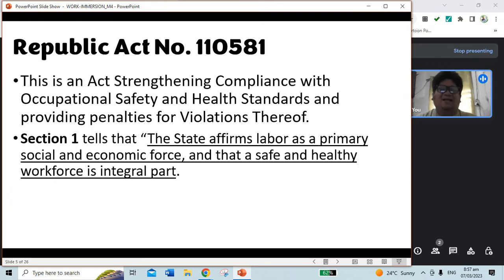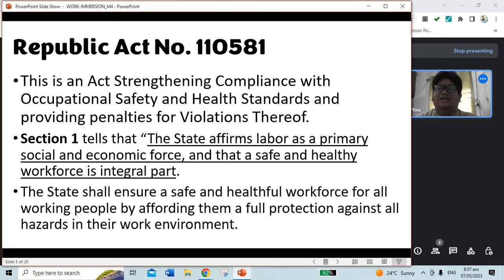Section 1 tells that the state affirms labor as a primary social and economic force, and that a safe and healthy workforce is an integral part. So dahil kung ang paaralan ay pangalawang tahanan ng mga estudyante, ang workplace naman ay pangalawang tahanan ng ating mga magulang na nagtatrabaho. Okay? So kailangan lang talaga na safe sila doon sa mga trabaho nila. The state shall ensure a safe and healthful workforce for all working place by affording them a full protection against all hazards in their work environment.